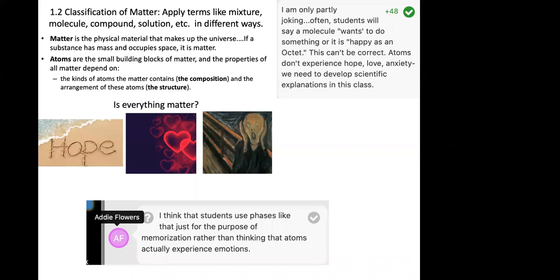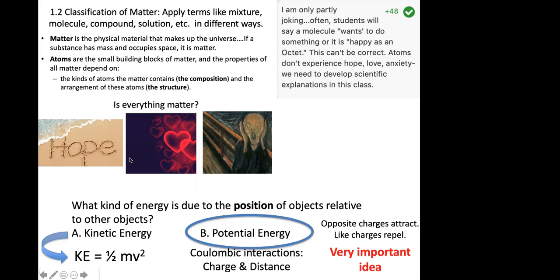Eddie had this comment. I think that students use phrases like that just for the purpose of memorization because they don't really think that atoms actually experience emotion. Possibly. This is something that I've studied quite a bit as a chemical educator. And I think what it comes down to, in part, we use language like that when we don't have an understanding of aspects like what the potential energy is. When we don't have language involving Coulombic interactions, when we don't consider aspects of the charge and the distance, then we're left with saying atoms are happy or upset or something.